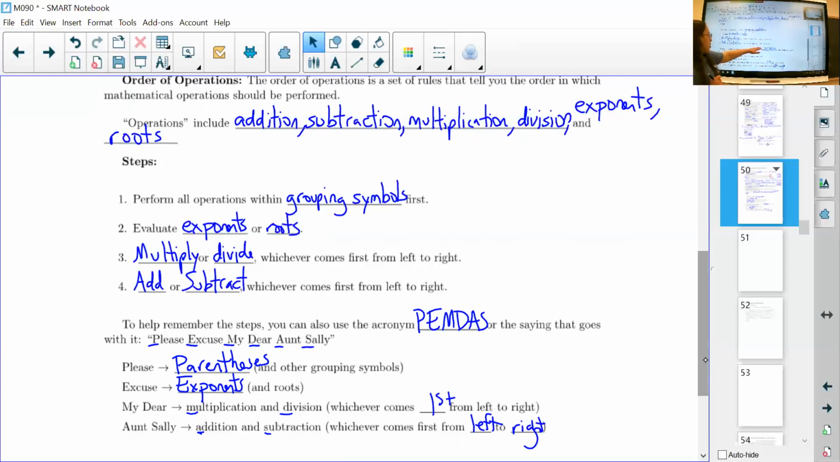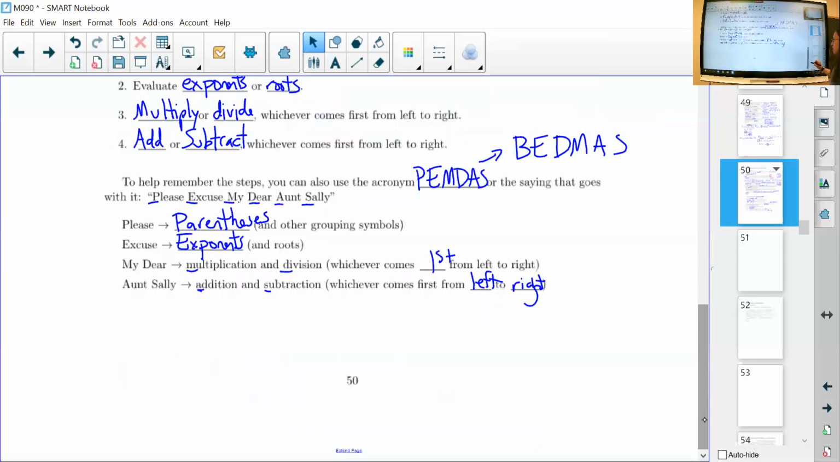Notice that there are other abbreviations. For example, many other countries use this one. They say brackets instead of parentheses, that's fine, but they mix up the D and the M. That doesn't matter, right? Because we're doing multiplication and division at the same time. So this is a good way to remember that it's just going from left to right at each priority level. Multiplication and division are the same priority. Let's get some examples.